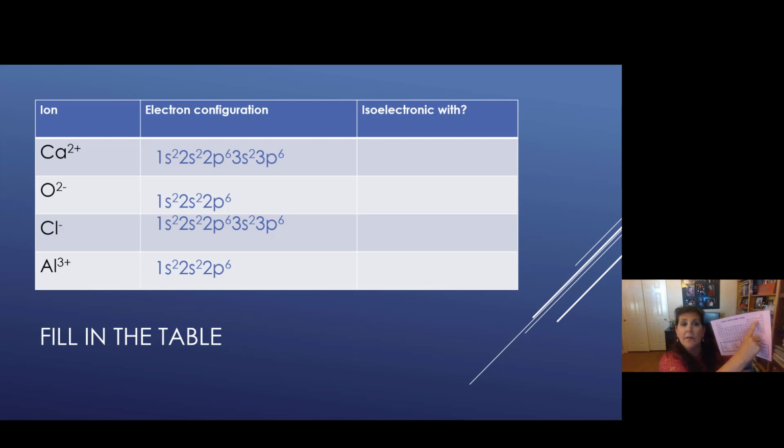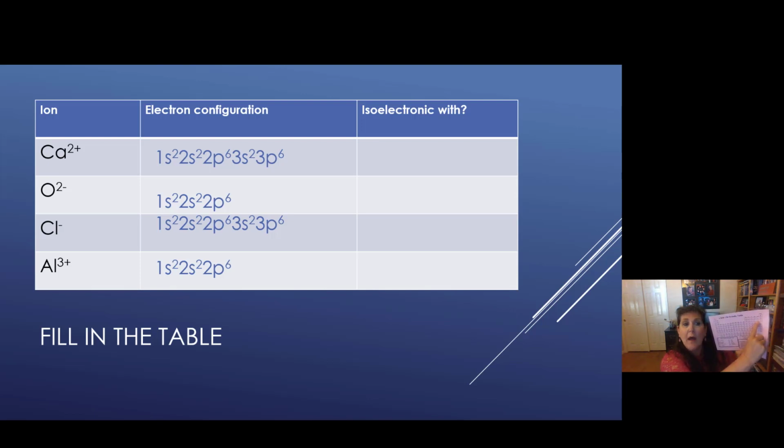Oxygen 2 minus. 2 minus means we gained 2 electrons. We have 2 more than we started with. So oxygen went from 8 to 10 electrons like neon: 1s2, 2s2, 2p6, s2p6, happy, happy, happy.